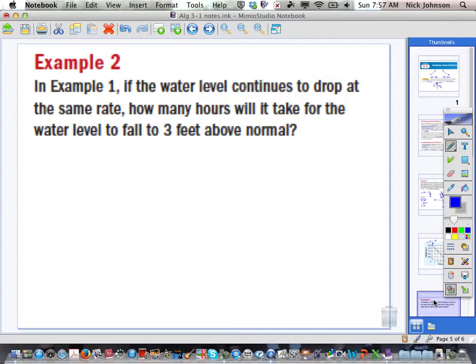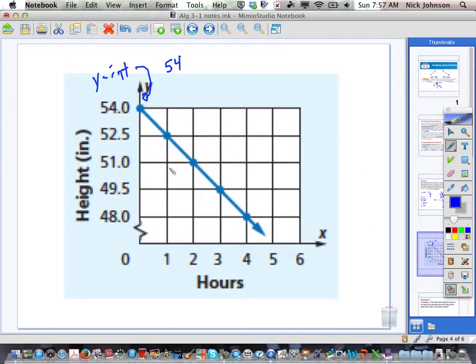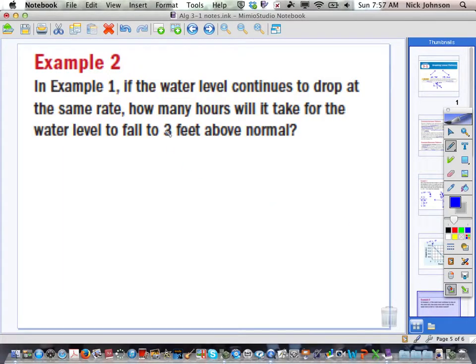Example 2. In example 1, if the water level continues to drop at the same rate, how many hours will it take for the water level to fall to 3 feet above normal? Well, if you notice back here, we are going by inches. So what's 3 feet in inches? That's what we need to change first. Well, 3 feet in inches is 36 inches.